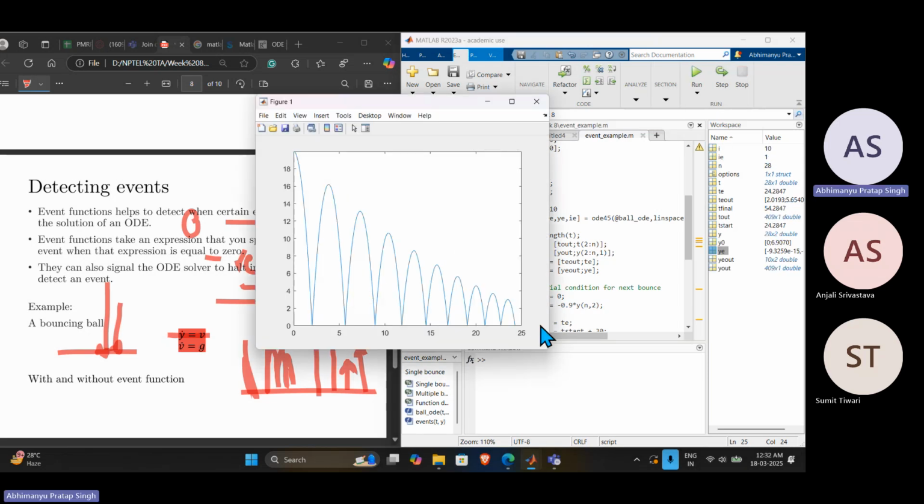So you see, this is for 10 bounces of the ball. I'm starting from 0. This is my first bounce. Then after the first bounce, I am changing the initial velocity to 0.9 times whatever the velocity was at this point. That is the velocity for the second bounce. And then once again, when it comes back, I am again changing the velocity, and yeah, this continues.